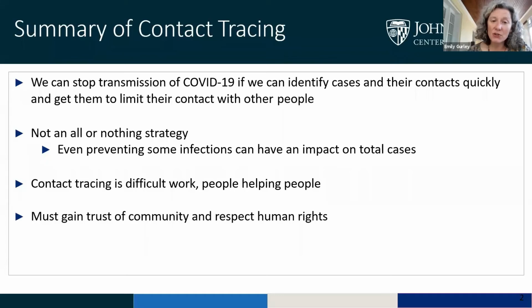It's very difficult work. It's all about people helping people. And so everyone has to buy in. It's really a community effort. That will be most successful, again, if you are speedy and you have the trust of the community and respect for human rights built into the program, like any other public health program. So I will stop there, and I am more than happy to take questions.